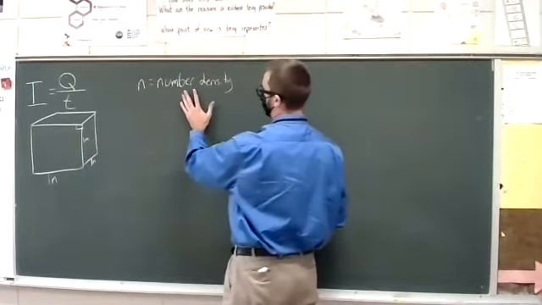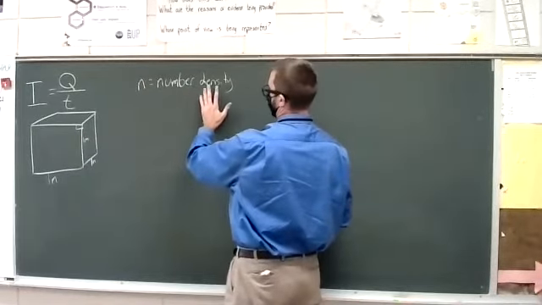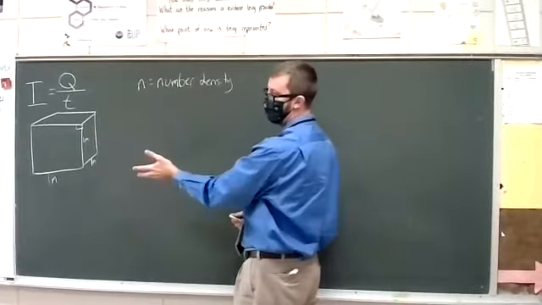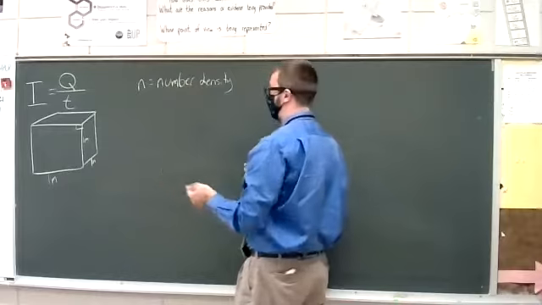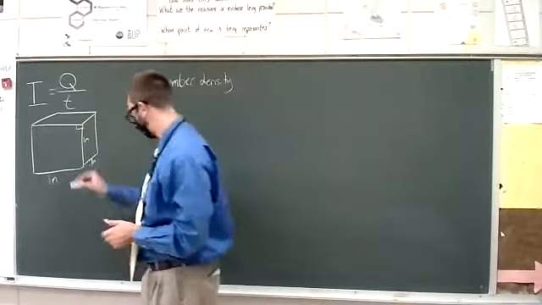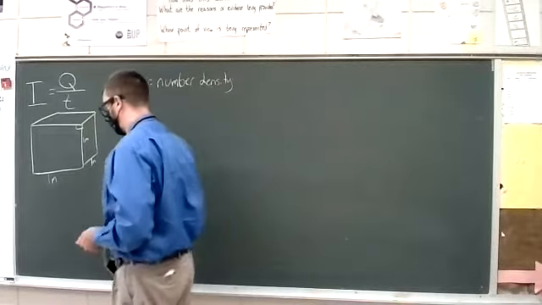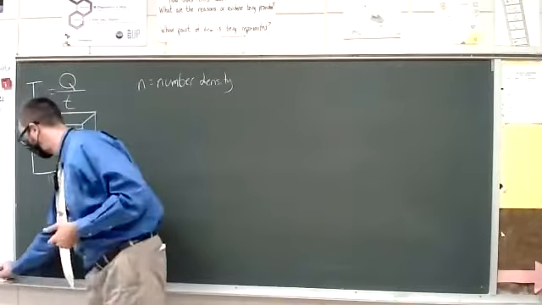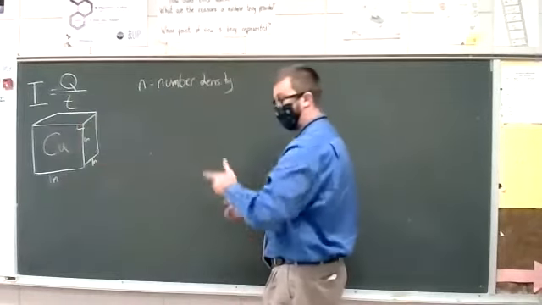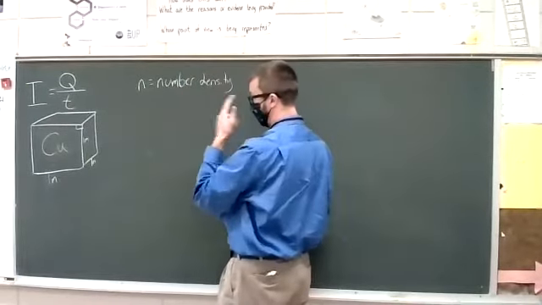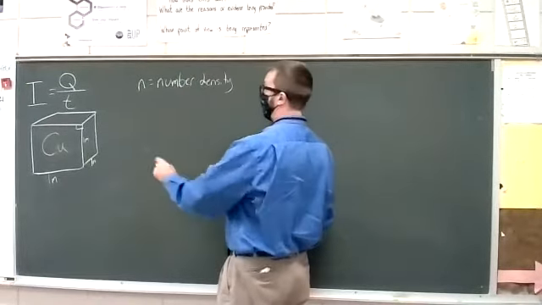So we need a way to cancel out the cubic meter, because this is telling us the number per cubic meter. But in my wire, I'm not going to have a cubic meter. So let's say I take this little piece of my cubic meter of copper. I've got this giant cube of copper here. I think we have at least one person out in the class that's looking up the number density of copper as we speak. So we'll be able to report that in just a moment.